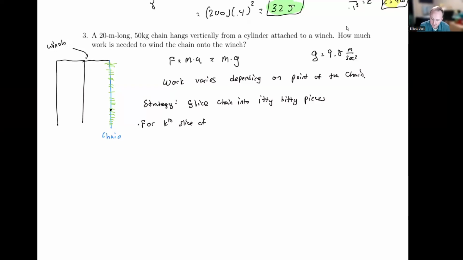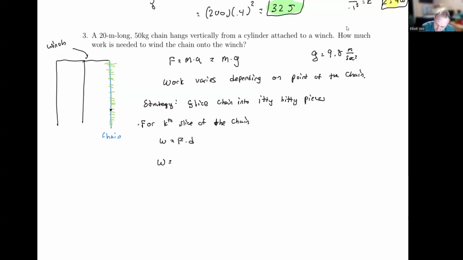For a kth slice of the chain, work is going to be force times distance. And that distance might change depending on which slice you're in. So this distance is going to vary. But because my force is constant on this small itty bitty slice, I'm not having an integral right there. It's just a force like that.